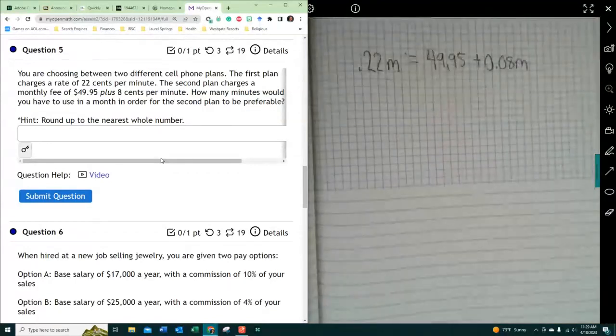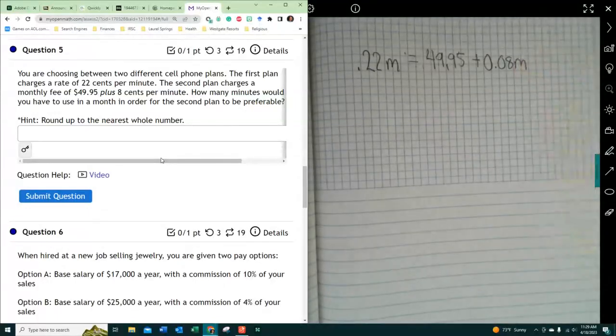So we can use our calculators. We could just take 0.22 real quick, subtract 0.08. And then you get 0.14, and then you divide 49.95 divided by the 0.14.